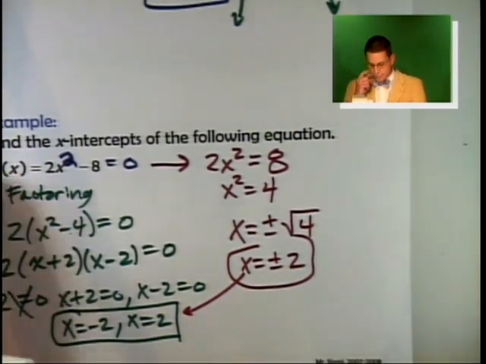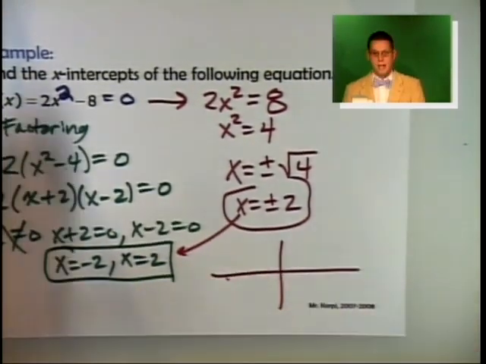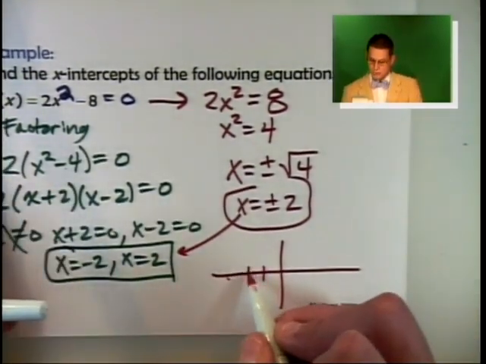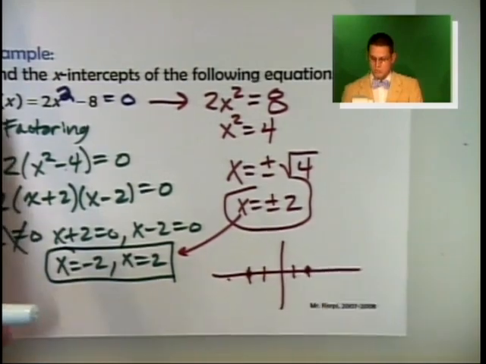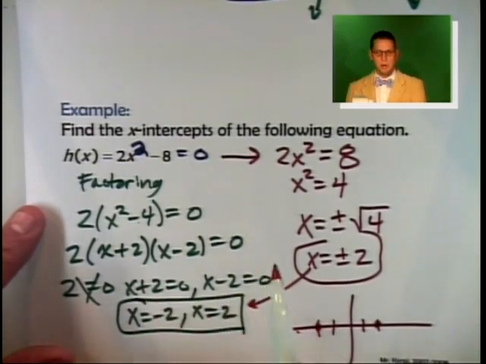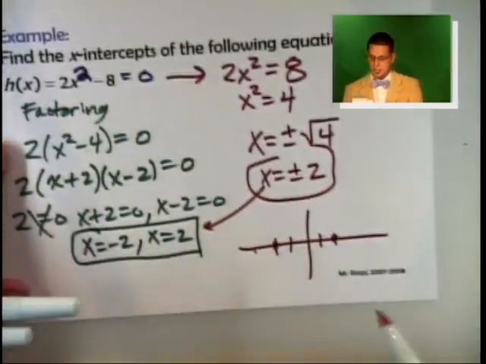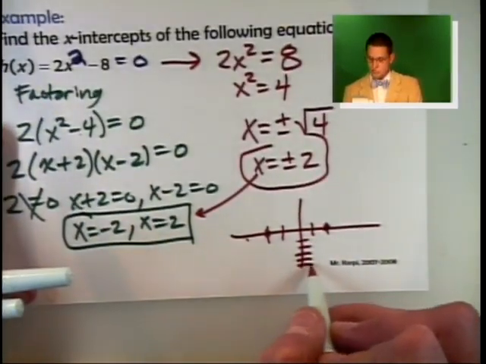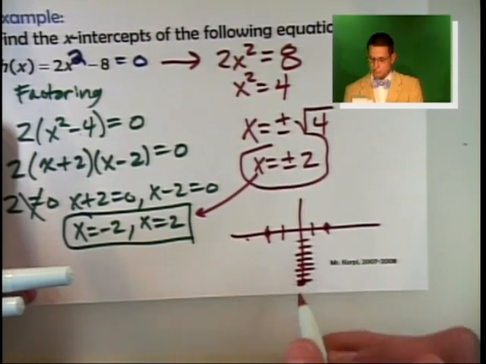Now to sketch the graph, what we're going to do is draw a little x and y axis. Our roots are negative 2, there's one, there's the other one. And this is a parabola that opens up. This one we can actually find the y-intercept. If I plug in a 0 for x, 0 minus 8, that's negative 8. 1, 2, 3, 4, 5, 6, 7, 8. Just enough room down there.